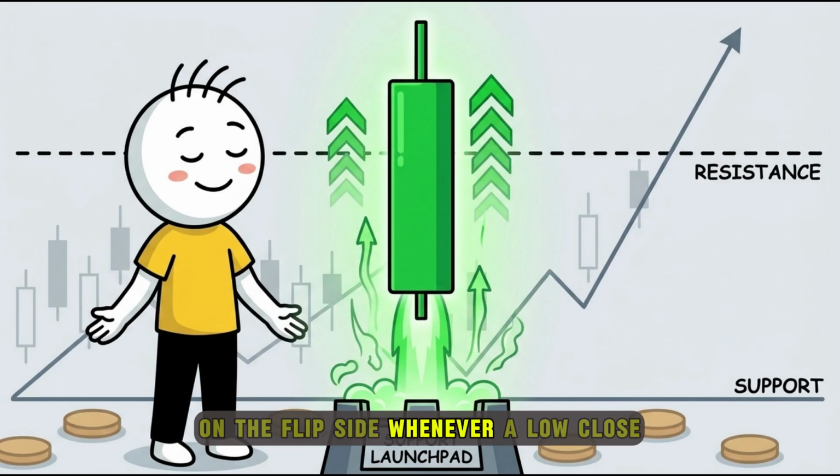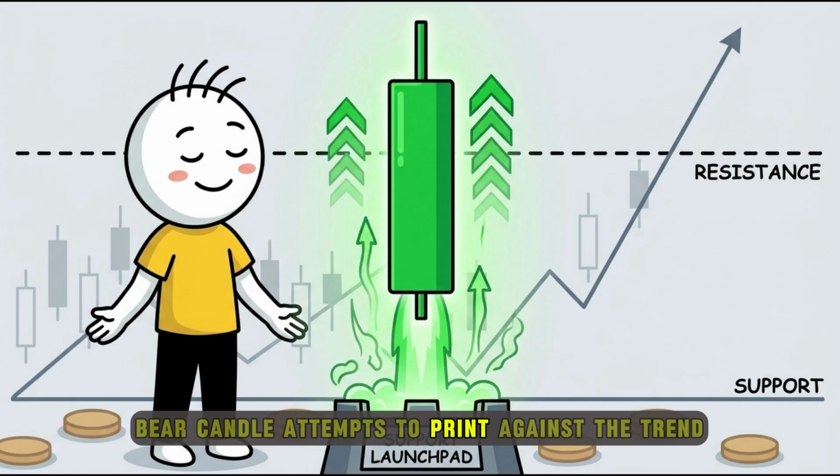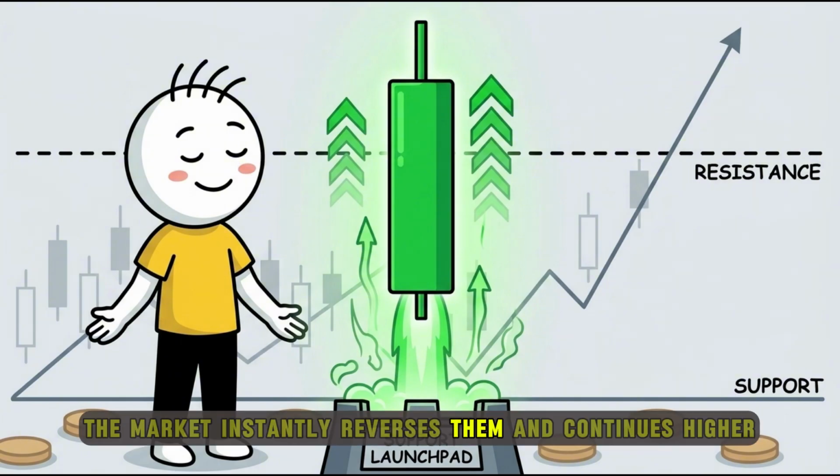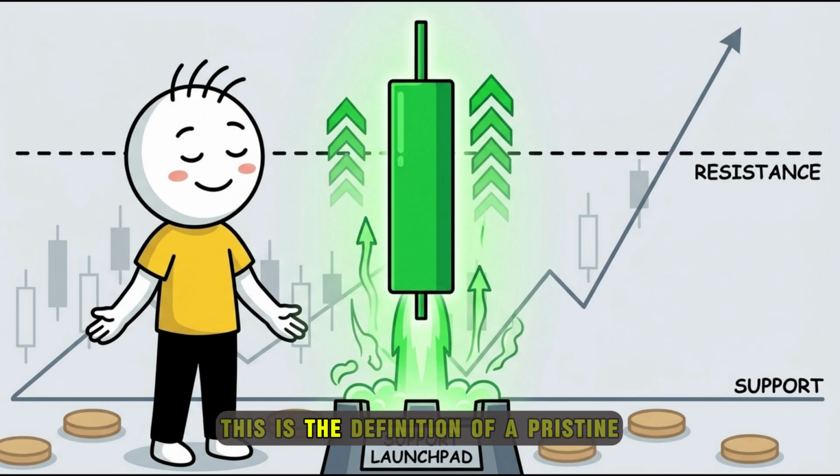On the flip side, whenever a low close bear candle attempts to print against the trend, it completely fails to secure any follow-through. The market instantly reverses them and continues higher. This is the definition of a pristine, healthy uptrend.